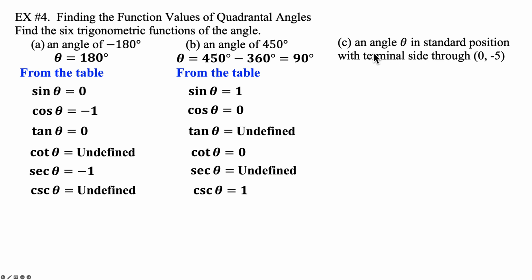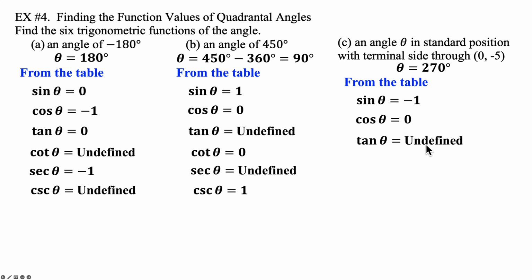An angle in standard position with a terminal side at 0, negative 5, that puts your point on the negative y-axis, so that's at 270 degrees. It really doesn't matter how long that r value is, 1 or 5, it's still going to be 0 over 5 or 5 over 0. So from the table, sine of theta is negative 1, cosine of theta is 0. Tangent, undefined. Cosecant, negative 1. Secant, undefined. Cotangent should be a 0. And that's how we find our ratio values for our trig functions.